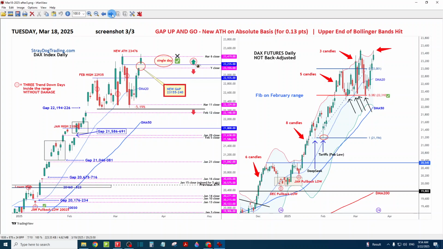Then on Tuesday we had gap up and go, but go where? Just to the all-time high, and also upper end of the Bollinger Band were hit. So new all-time high on absolute basis, but just for 0.14 points. Now about this, you will see on social media sometimes people are saying breakaway gap. This in this case was not a breakaway gap, because market was still in a range.